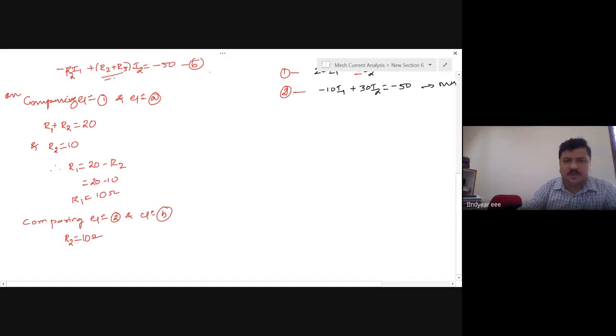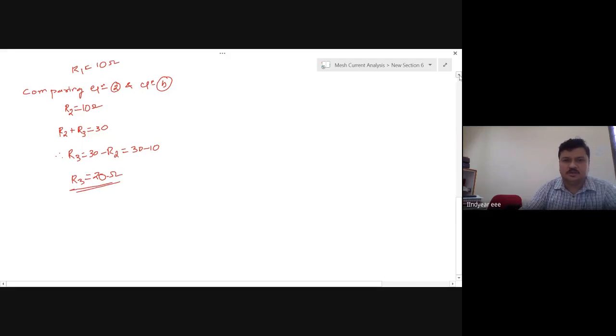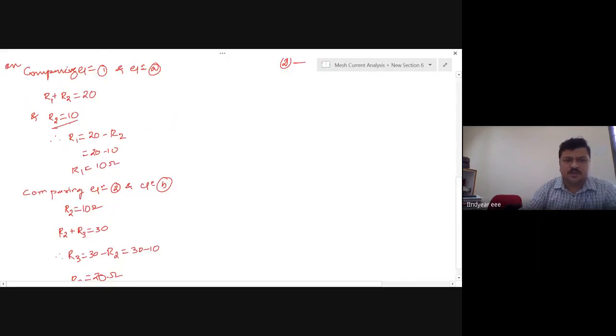Comparing equation B and equation 2, R2 plus R3 is equal to 30. I know what R2 is. Therefore, R3 is equal to 30 minus R2, that is 30 minus 10, equal to 20 ohms. So R3 is 20, R2 is 10, R1 is 10.